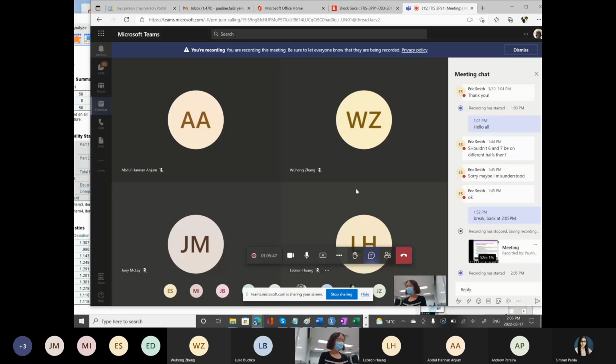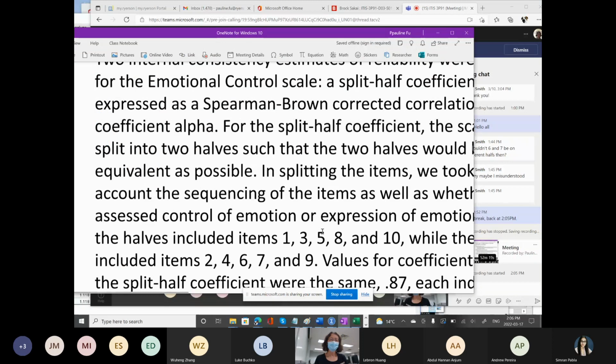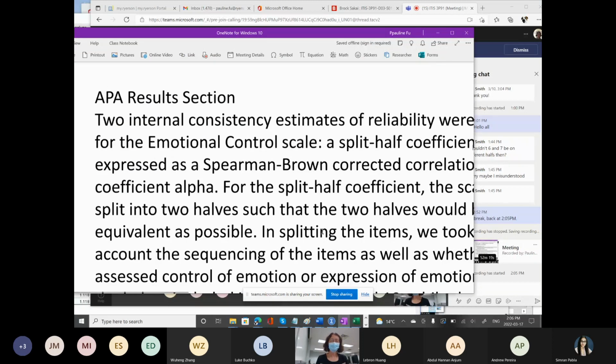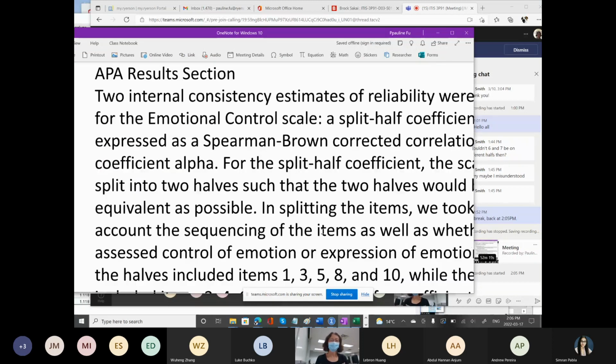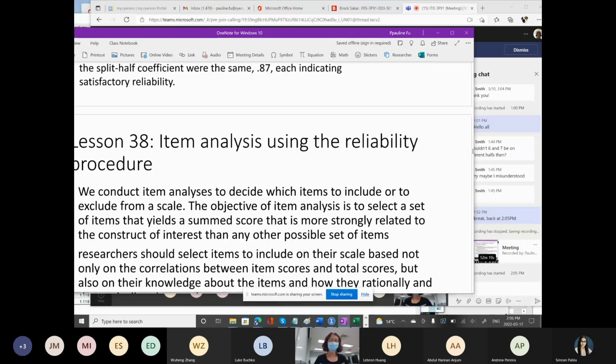All right. So before break, we did lesson 37, internal consistency. Now we are doing lesson 38, item analysis. So this is the APA result for lesson 37. So now let's go to lesson 38.